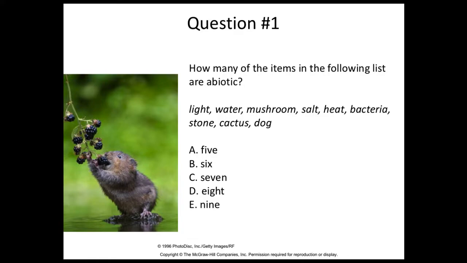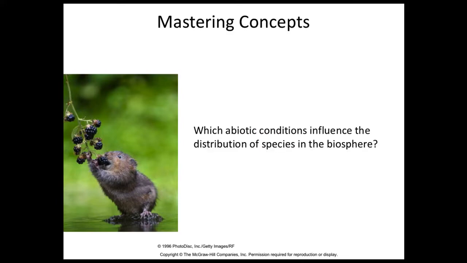The answer is 5. Light, water, salt, heat, and stone are all abiotic factors in a given ecosystem. When you're studying for the exam, make certain you understand which abiotic conditions influence the distribution of species in the biosphere.